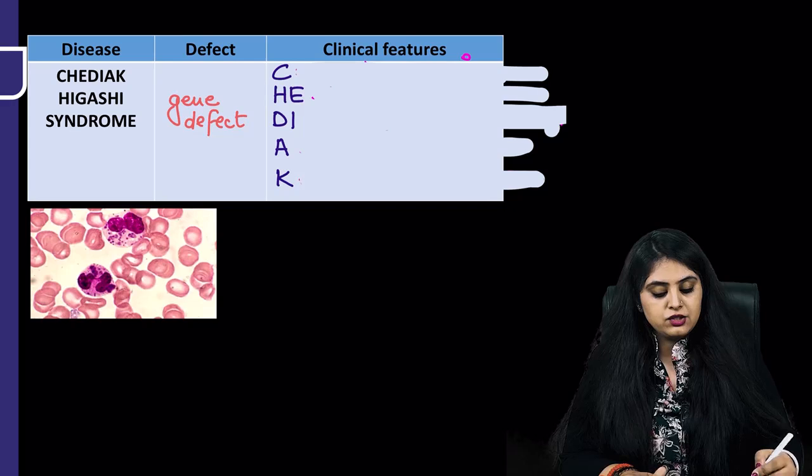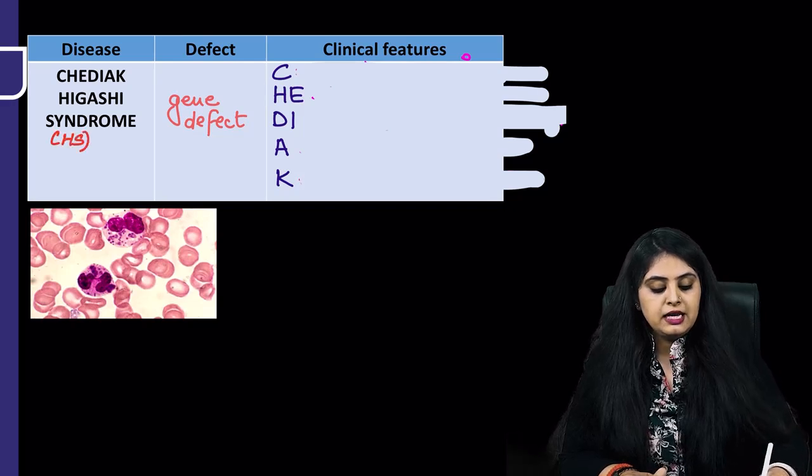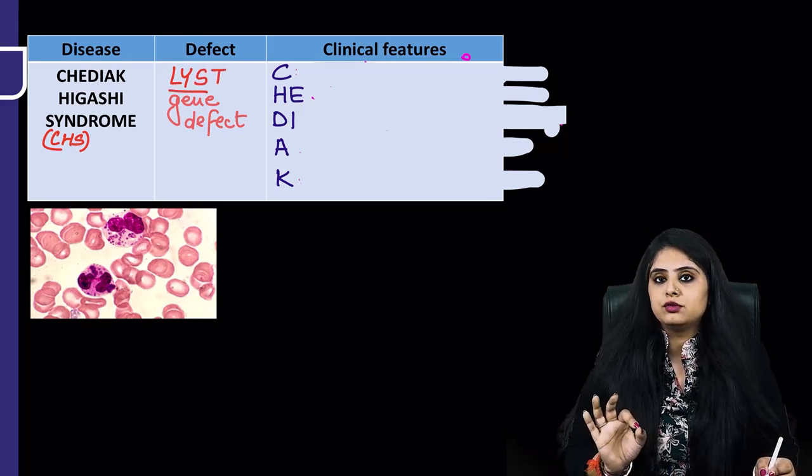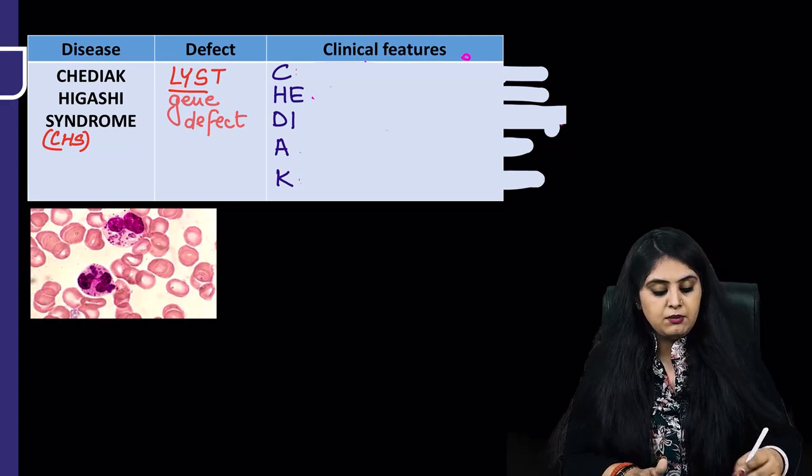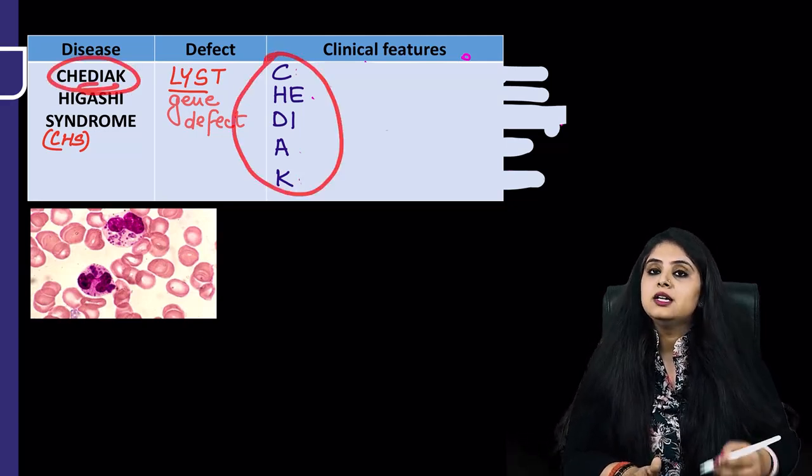Coming to the next disease, and that is going to be Chediak-Higashi syndrome. So what is Chediak-Higashi syndrome, which we write as CHS? It is a disease which is a defect in LYST gene, LYST for something to do with lysosome. So it's a lysosomal defect, and the mnemonic for Chediak-Higashi is going to be the word Chediak.